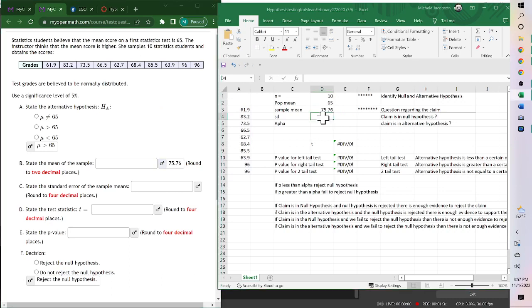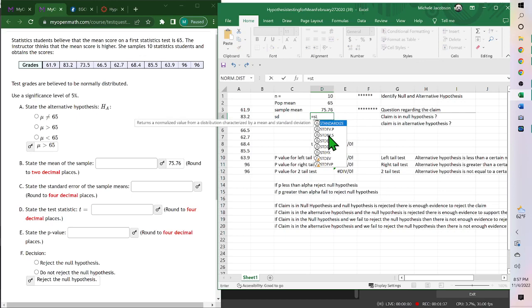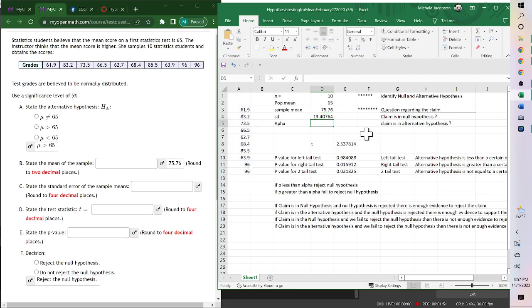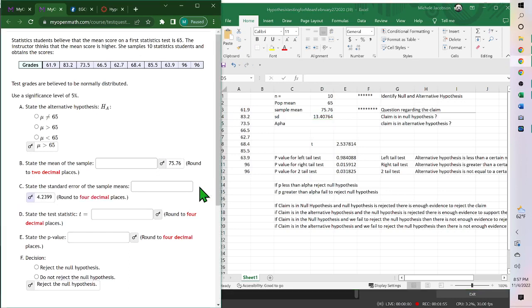And then the standard deviation, the same thing, hit equals and start standard deviation. This is a sample, so you use the S. If it's a population, you use the P. We double click the S and highlight our data. And there's the standard deviation. Well, they wanted the sample mean, but there's your standard deviation.